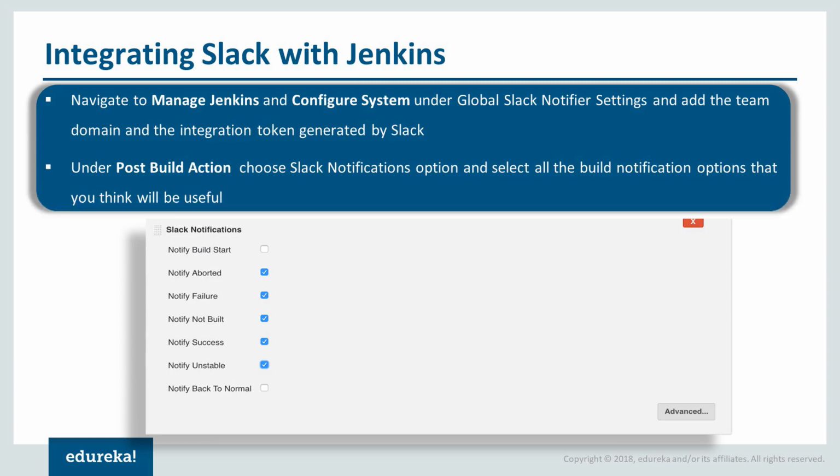You have this plugin called Slack notification, and you just need to make sure that the plugin is installed if it is not installed already. Under the post build action, this option will come and you need to select it. You can put a check mark on whichever events you want your notification to be triggered on. All these denote the events on which you want your notification to be triggered.